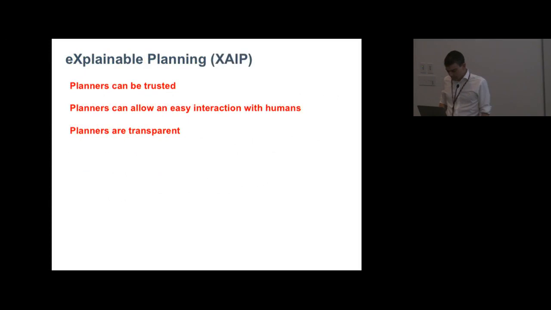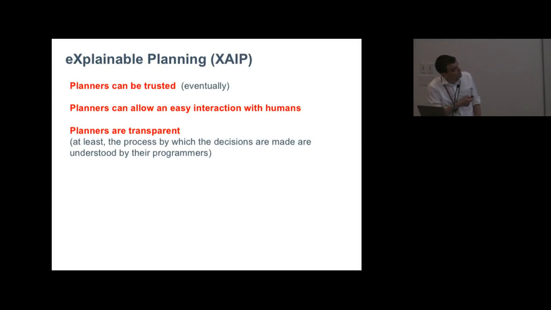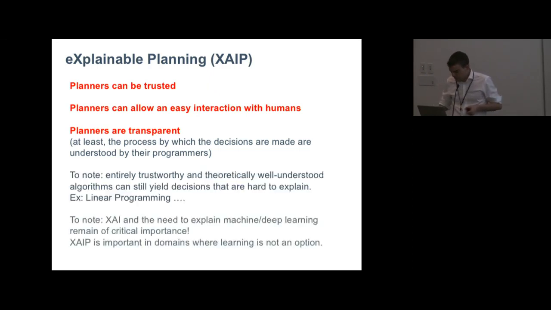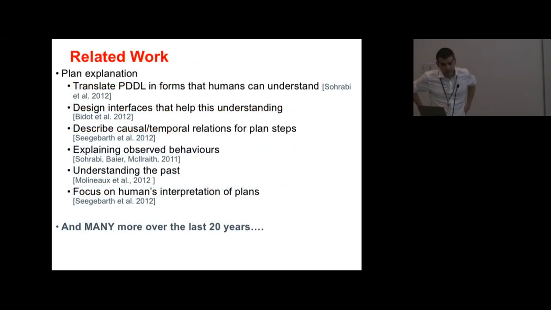Planning is well placed to address these challenges because eventually a planner can be trusted. It's easy to allow an interaction between the planners and the humans, the users. And also, planners are transparent, which does not mean that if you take the code of POPF, it's trivial, right? So it does not mean it's simple or easy, but you can trace the behavior of each planner. You can always do that with our planners. The algorithms are, again, transparent.